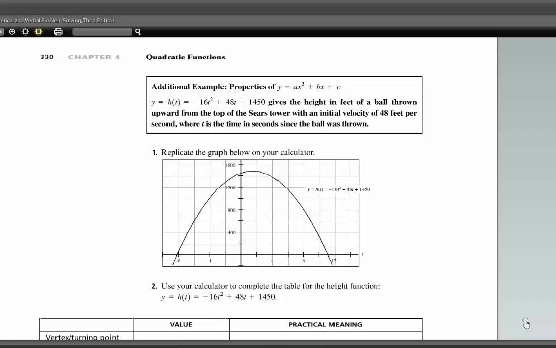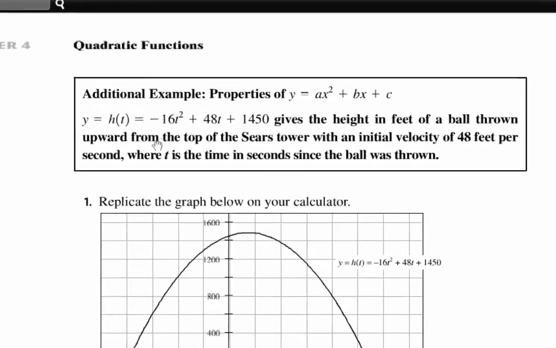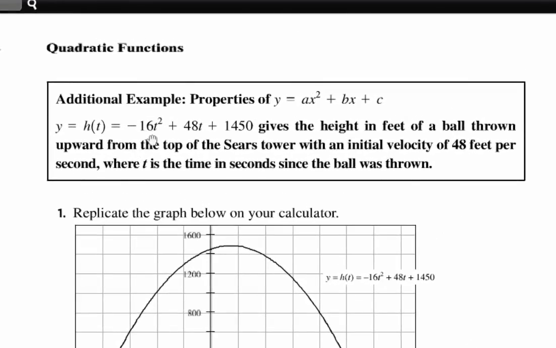Hello, class. We begin activity 4.2 on page 330 from your textbook. The problem they give us is very similar to the last problem we worked on. If you recall, we were standing on top of the Sears Tower, which was 1,450 feet above the ground, and we dropped the baseball from rest. So we essentially just placed our arm over the side of the building and dropped the ball.